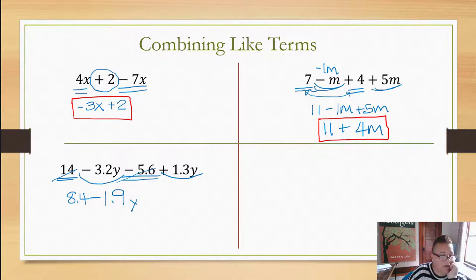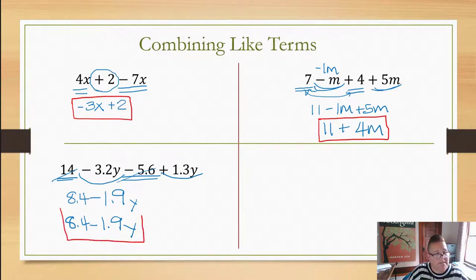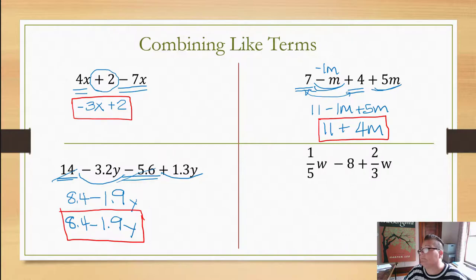Right? Or that doesn't look so nice, so we're going to do 1.9y. All right, and again, I can't combine those because the 1.9 has a y, and the 8.4 does not. So that's it, and I am done with this problem as well. That's as far as I can simplify it. Until I know what the value of y is, I can't do anything more with that problem.